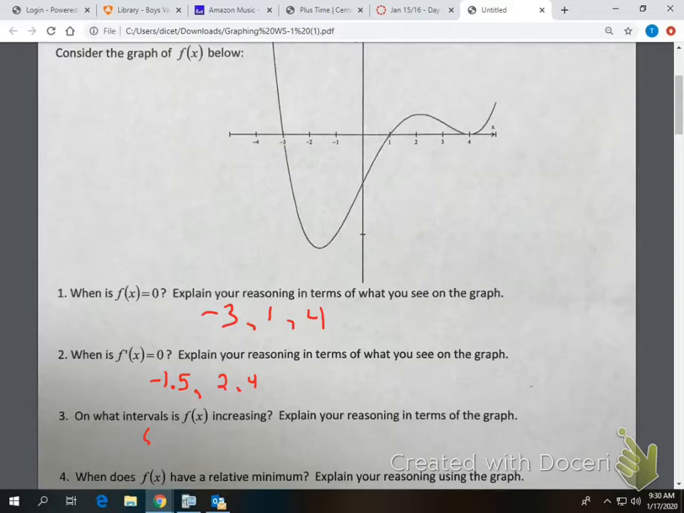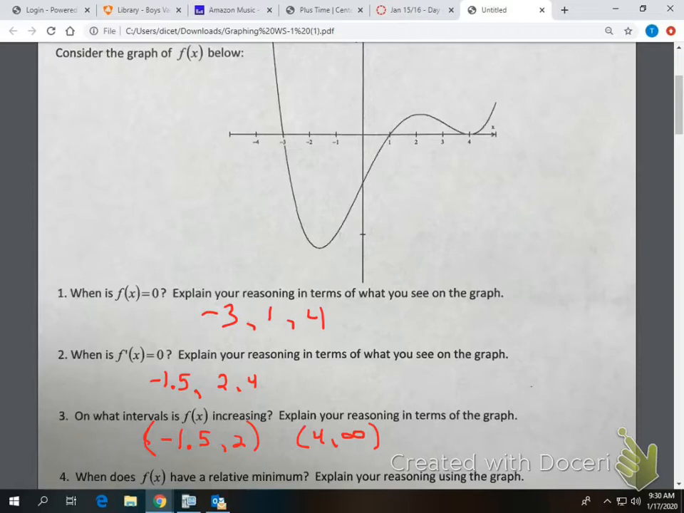So then when is my function increasing? From -1.5 to 2, and then again from 4 to, what does it give me? It never gave me boundaries, so we have to say 4 to infinity. Okay? Now, I know it's not on your paper, so I'll just say it, you write it.